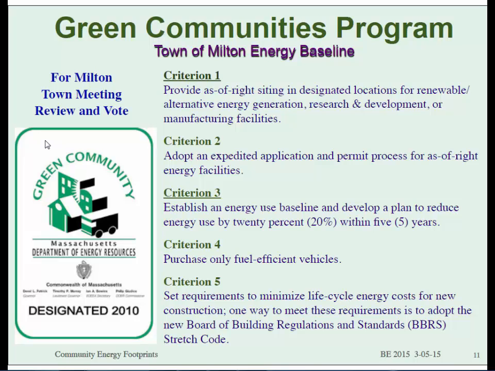The second was to adopt an expedited application permit process for as-of-right energy facilities. The third, which was the big element we'll be talking about, is to establish an energy baseline reduction of 20% within 5 years. Currently, I think there are about 6 or 7 towns that have done that. The fourth is to purchase only fuel-efficient vehicles. And the fifth is to set requirements to minimize life cycle energy costs, basically the new stretch code. So those are the 5 criteria that were all passed after some work.